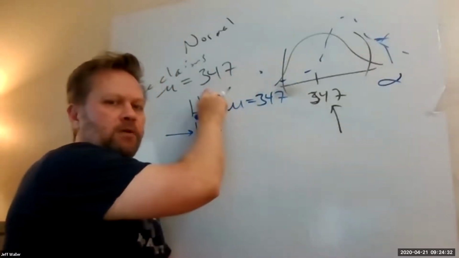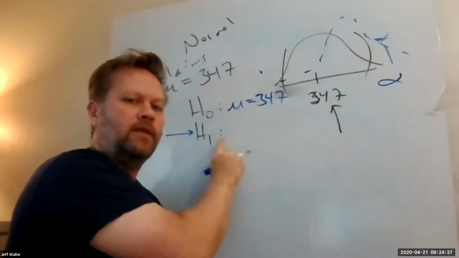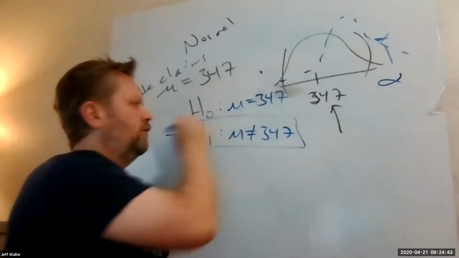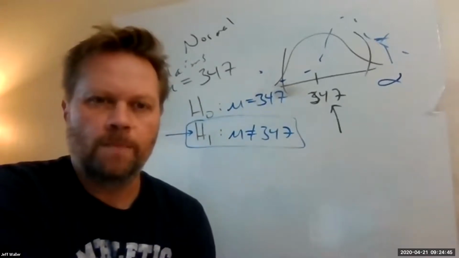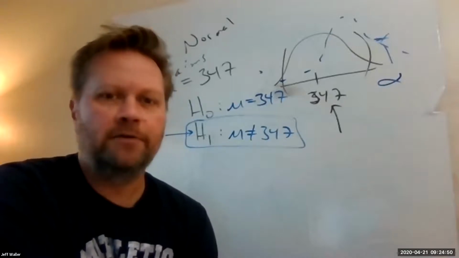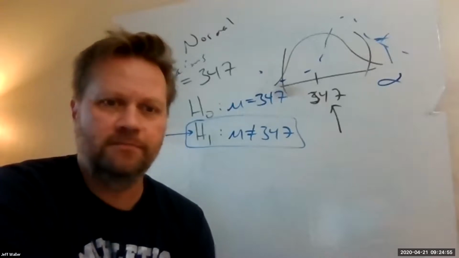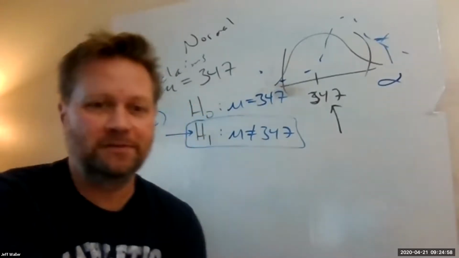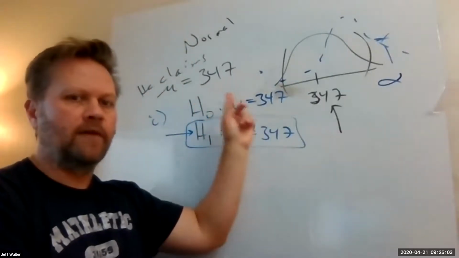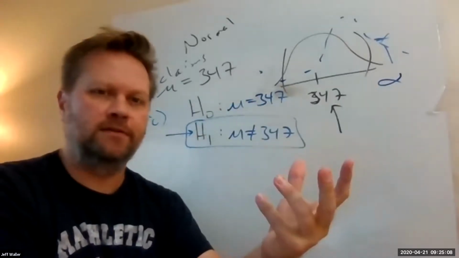So the claim is mu equals 347. We put it here because it has an equal sign. And now the H1 is mu not equal to 347. I can show evidence for that statement. I know right now this seems like a lot, but this is the first step in a 5-step process. You write down the claim. If it has an equal sign, you put it there. If it doesn't, you put it there. And then the other one is the opposite. That's all.